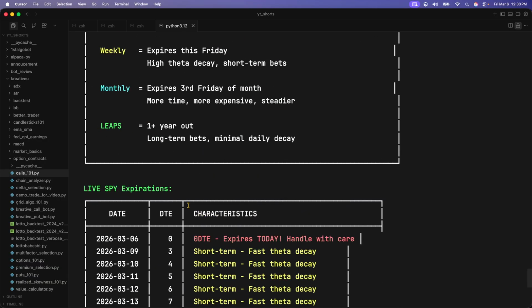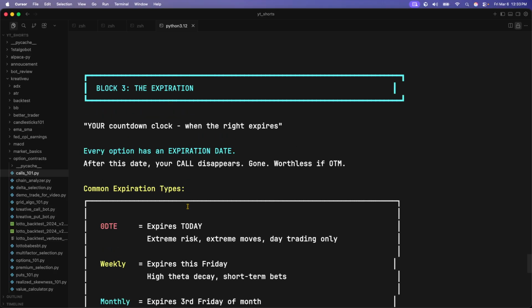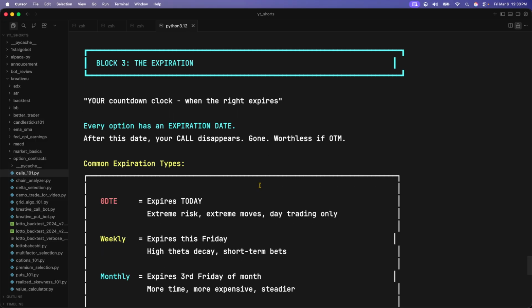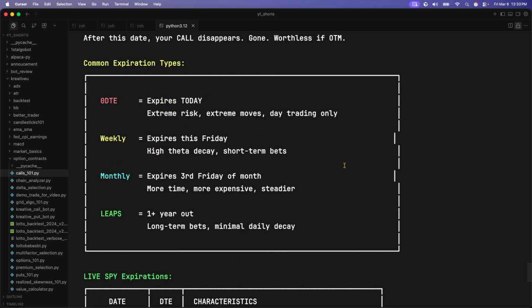All right, so let's go ahead and jump into our next lesson, which is going to be expiration. This is the countdown clock when your right expires. Right at this date, the call disappears, gone, worthless if OTM, right? So common expiration types, we have 0 DTE. These are the option contracts that I normally trade daily. All of our bots are trading 0 DTE, but let's keep going. So 0 DTE are option contracts that expire the same day, extreme risk, extreme moves, day trading only, right?